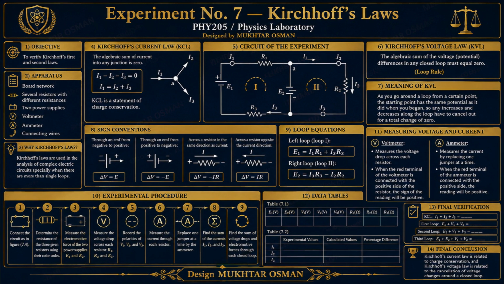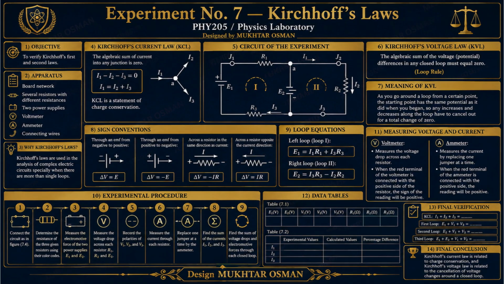9. Loop equations. Left loop, loop 1: E1 equals I1 R1 plus I3 R3. Right loop, loop 2: E2 equals I3 R3 minus I2 R2.